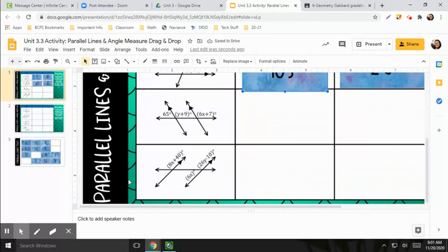All right. So for our next one, we have two parallel lines. We have an acute angle that we were given the measurement of 65 degrees. We have an obtuse angle that's given us the expression y plus 9. And we have another obtuse angle that's given us the expression 6x plus 7.